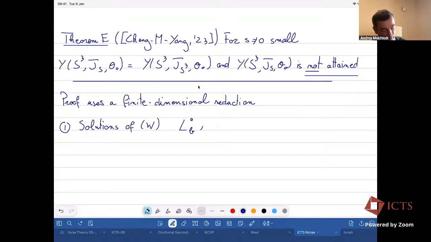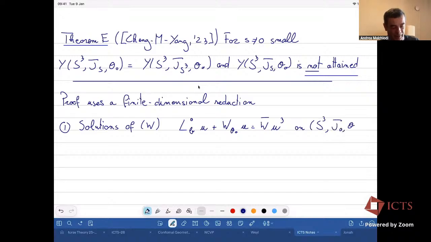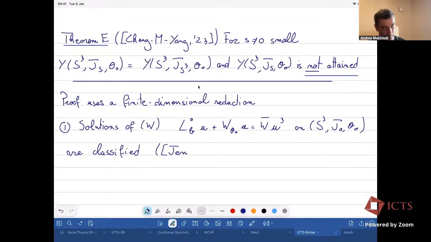LB0 of U plus W theta 0 U equal to, say, W bar U cube on the standard sphere. So S3 J0 theta 0 are classified. This is due to a result by Jerison and Lee. I think it's 89. Let me check quickly. 88. I was wrong. 88.